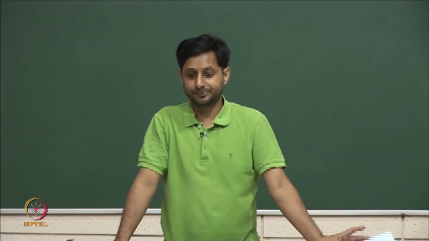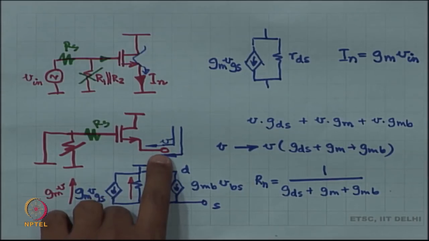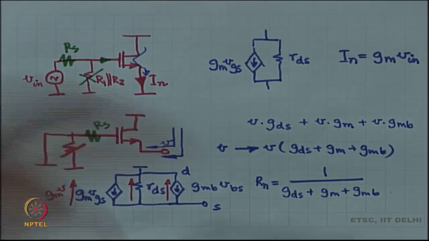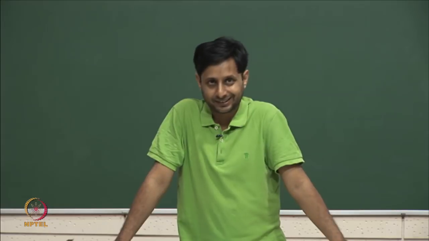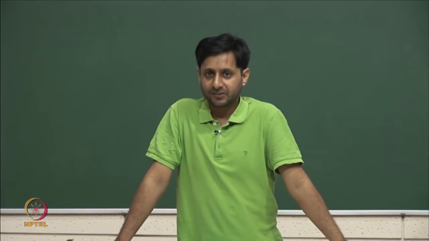0. But how can you do that? How can you make VBS equal to 0 when the source is moving, right? The source has got to be moving. So, one way to do that is to make B also move along with the source. So, they connect B to S, and this is a very risky business, right.